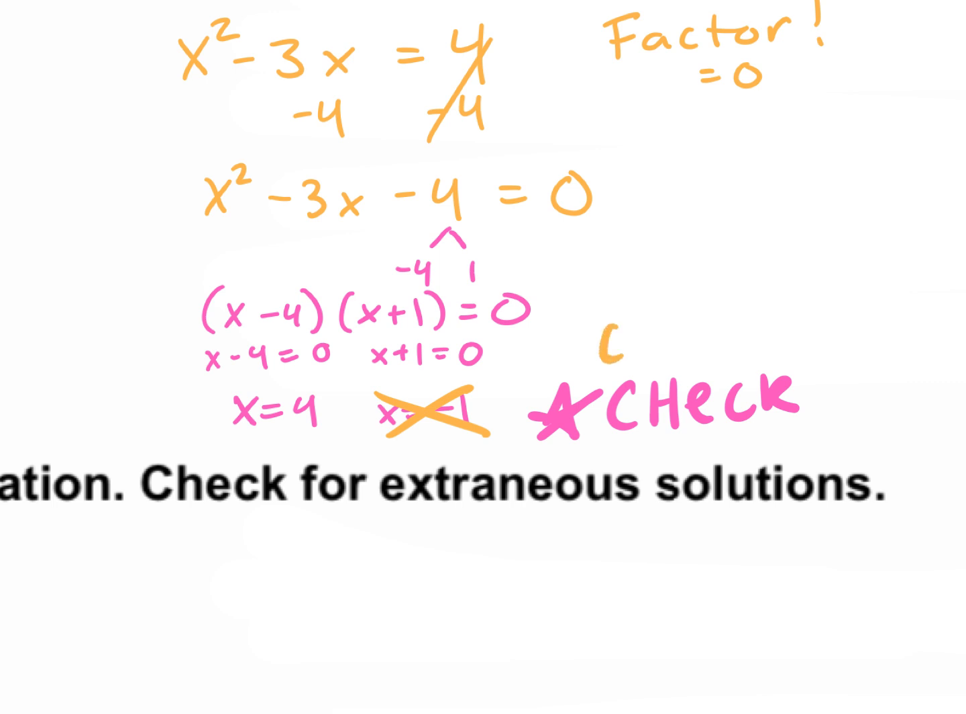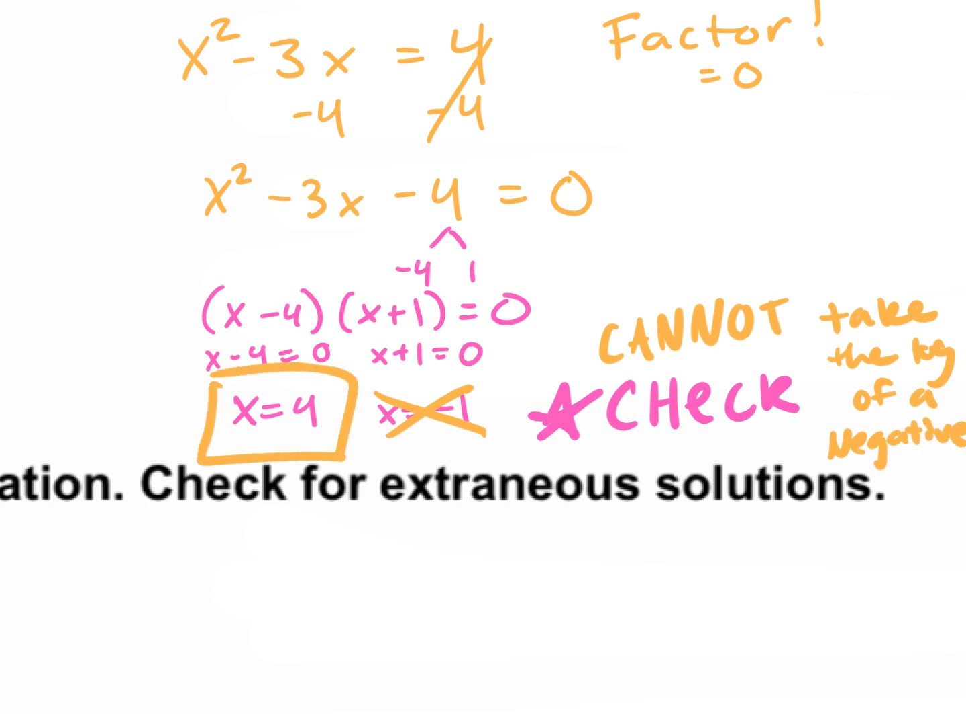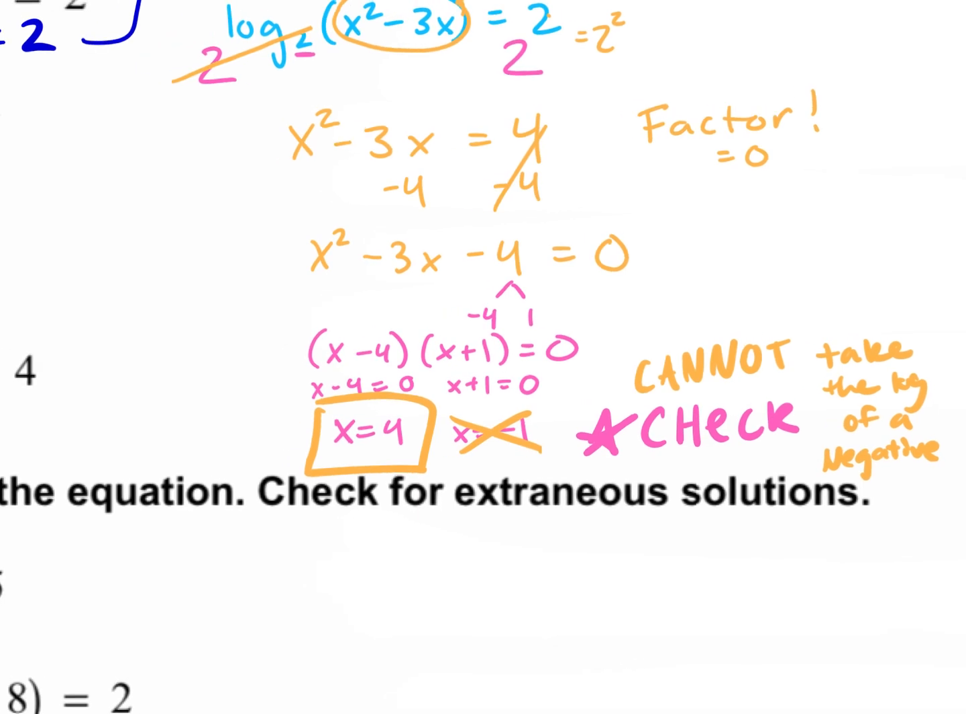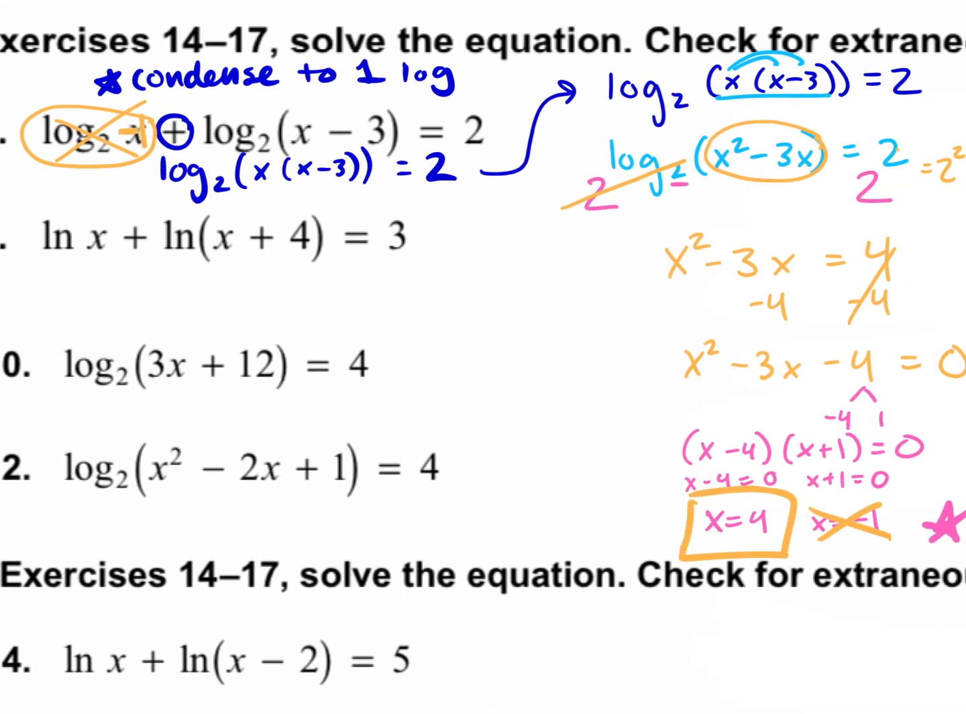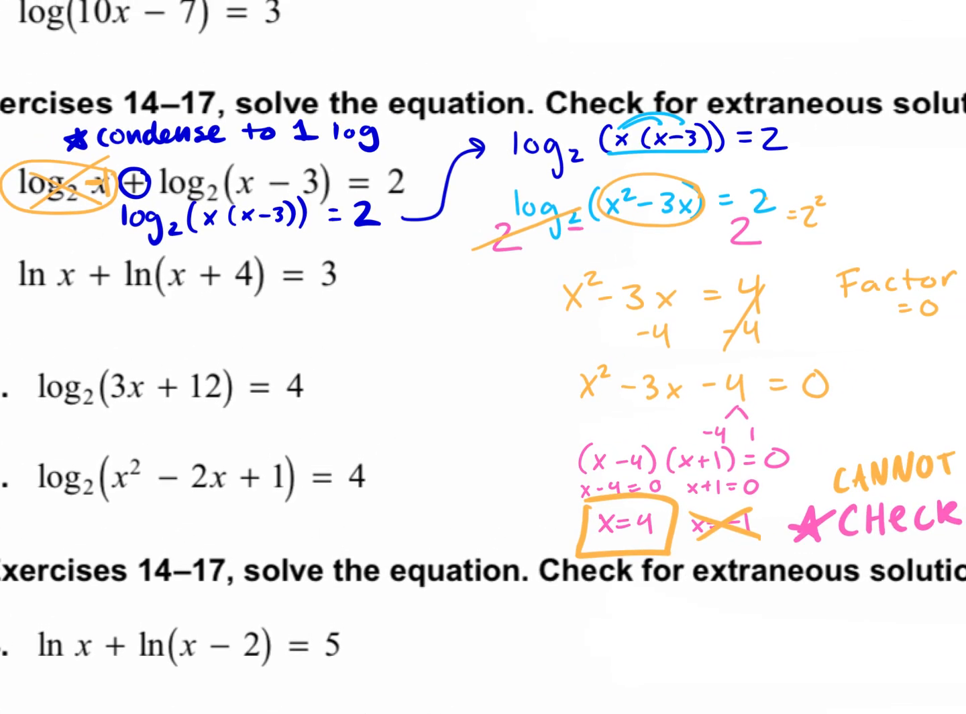Remember, we cannot take the log of a negative. No, ln's the same thing. You can't take the ln of a negative number. So my only answer here is x is equal to 4. So if you get two answers, you have to check. You just can't take the log of a negative. So when you plug it in, you don't have to work it out. Just plug it in and see, I have the log of negative 1. That does not work. So our only answer is 4.